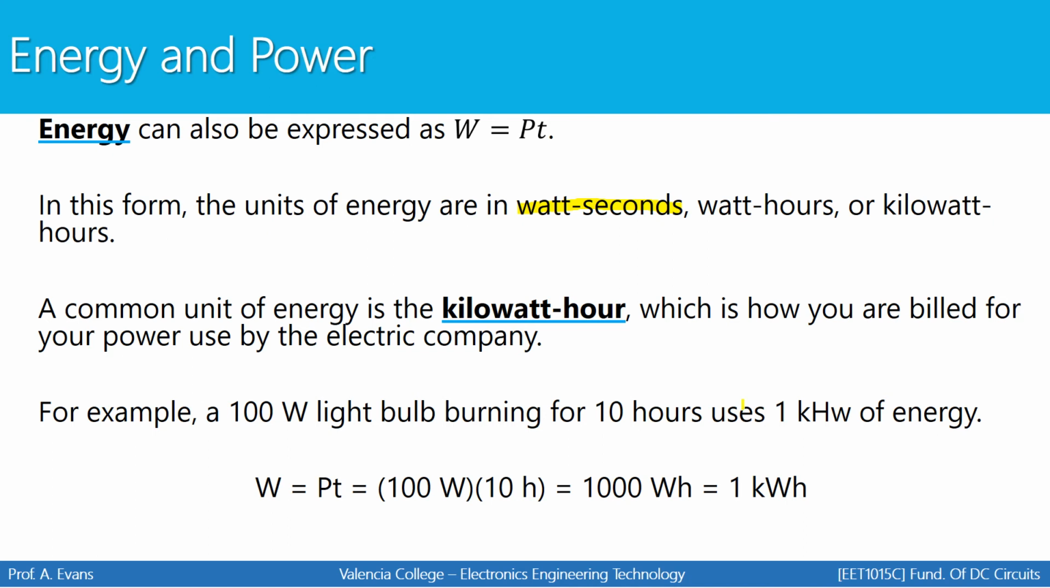And we come up with that number by using this formula here, where we plug in the power, which is 100 watts. We plug in the amount of time, which is 10 hours. 100 times 10 will give you 1,000, and our unit here would be watt hours, because we're multiplying watts by hours. But then using scientific notation, or rather engineering notation, we will convert this to 1 kilowatt hour. And then your electric company will bill you for each kilowatt hour that you use in a month.